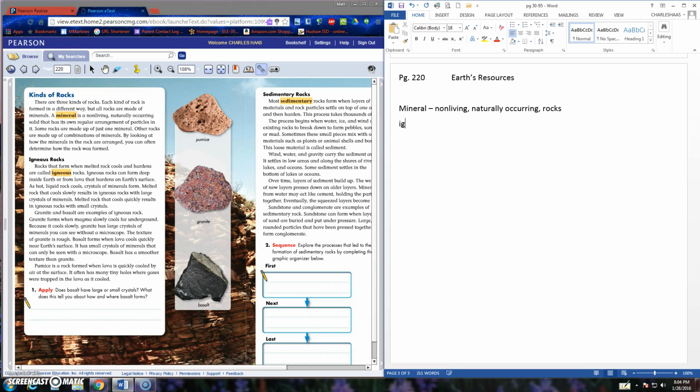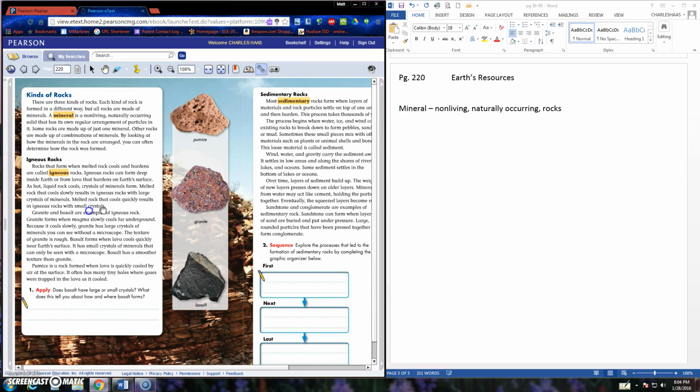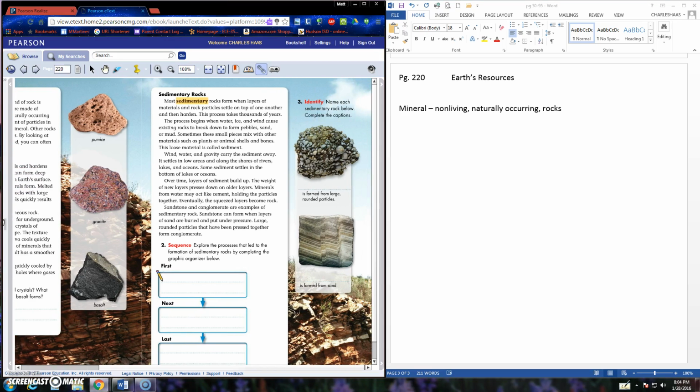We don't really work on igneous rocks, so we don't have to totally memorize it. Let's take that word off. It's in your book. If you want to read about it, you can. It says rocks that form when melted rocks cool and harden are called igneous. We don't have to know igneous in 5th grade. Oh, but we do have to know sedimentary.